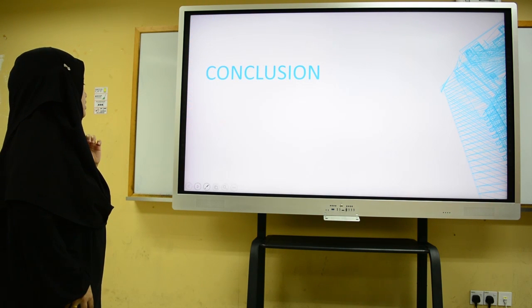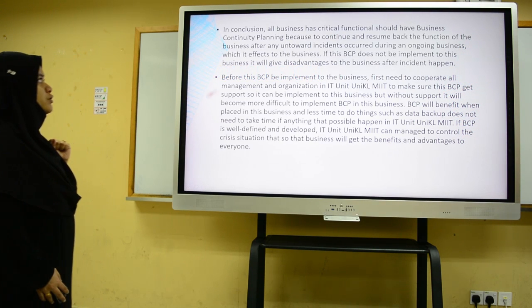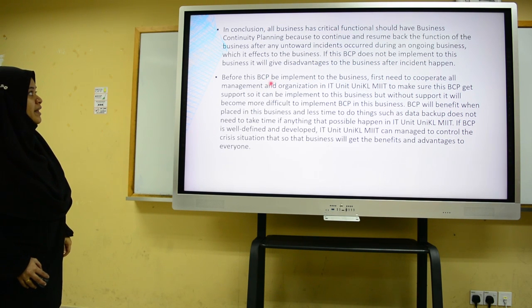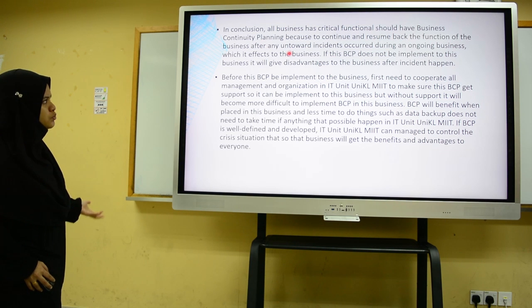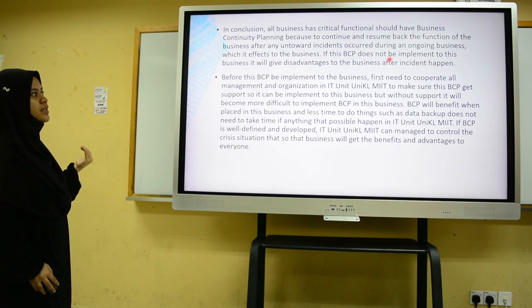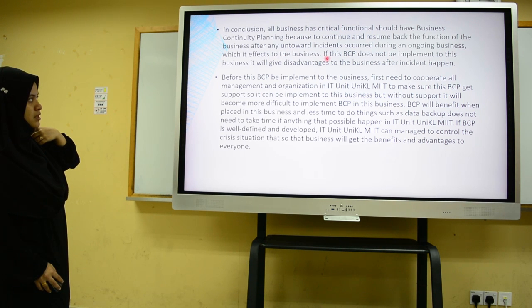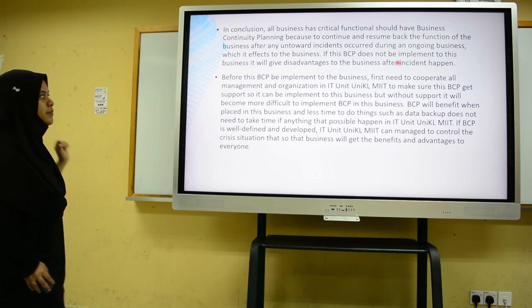For the conclusion, all businesses that have critical functions should have business continuity planning, in order to continue and resume the functions of the business after any untoward accident that occurs during ongoing business and affects the business. If BCP is not implemented in a business, it will be a disadvantage to the business after an incident happens.